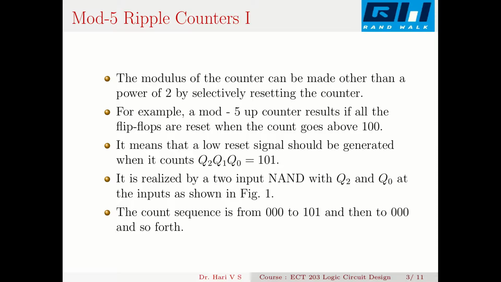So when the counter goes above 100, when it's about to count 101, I have to generate a reset signal and clear all flip-flops so that it starts counting from 000 again. So we have to generate a low reset signal when Q2, Q1, Q0 is 101. I can implement this resetting signal with a 2-input NAND gate with Q2 and Q0 as the inputs.